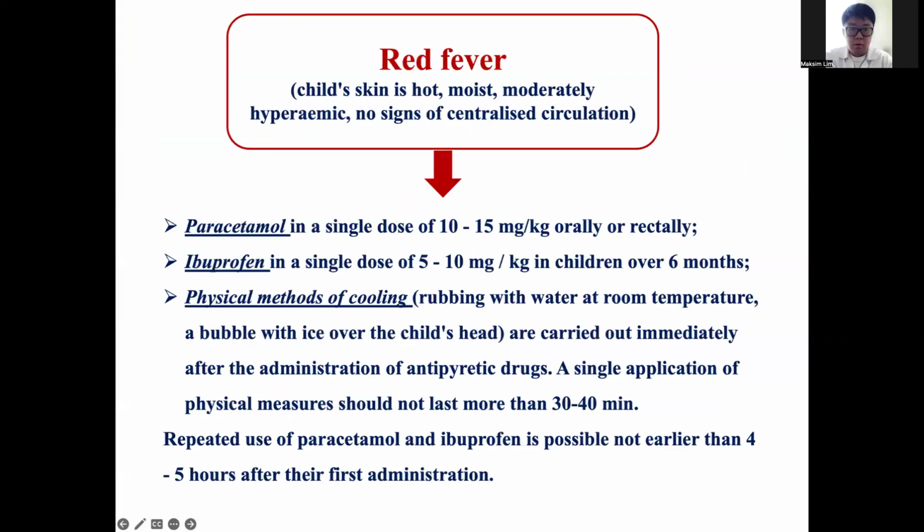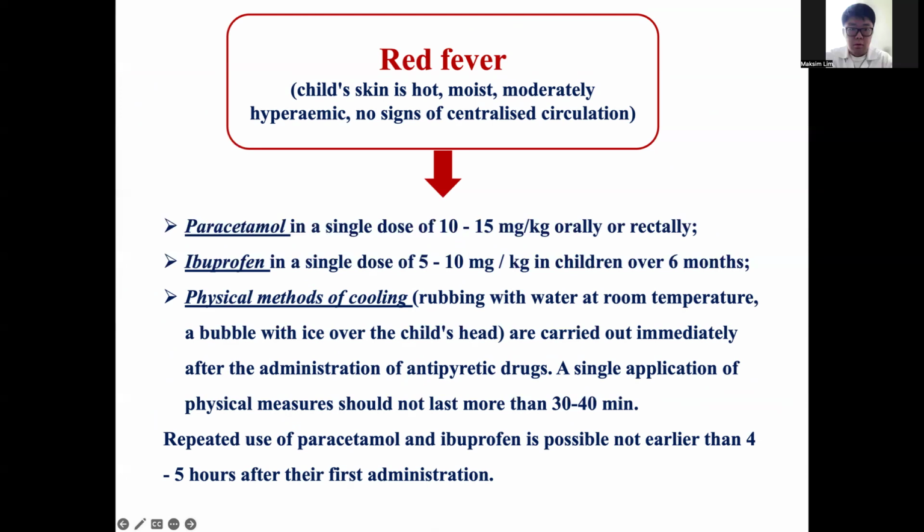Red fever: the child's skin is hot, moist, moderately hyperemic, with no signs of centralized circulation. We need to use two pharmacological agents: acetaminophen or paracetamol in a single dose of 10 to 15 milligrams per kilogram orally or rectally, and ibuprofen in a single dose of 5 to 10 milligrams per kilogram, and physical methods of cooling.